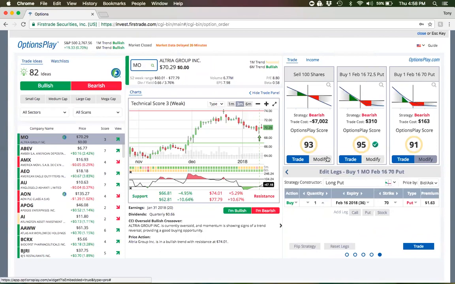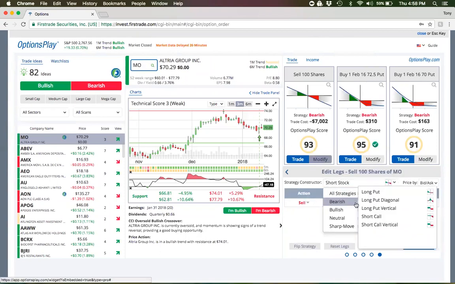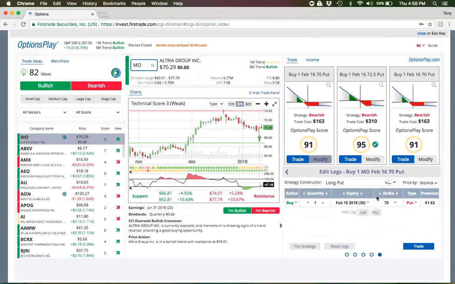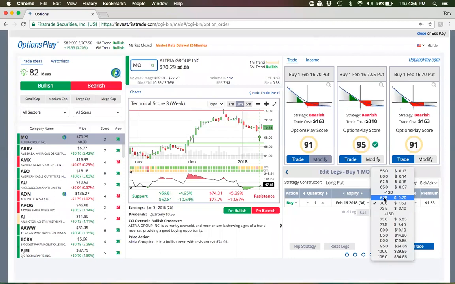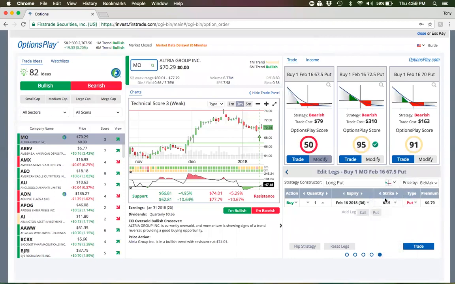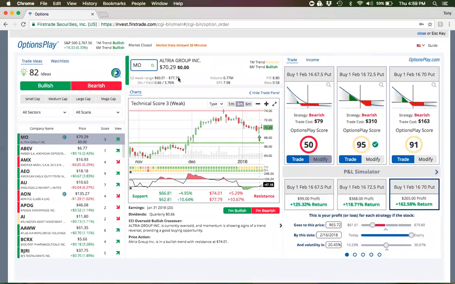72.5 put, the 70 put, and then maybe the 70, 72.5, and 67.5. Look at those 3 strategies. So if, let's say, Altria is currently at $70, it reports earnings on January 31st, so a few days after, let's say on February 2nd or 3rd, volatility comes down to, let's say, 15%. So the stock's at 70 bucks.